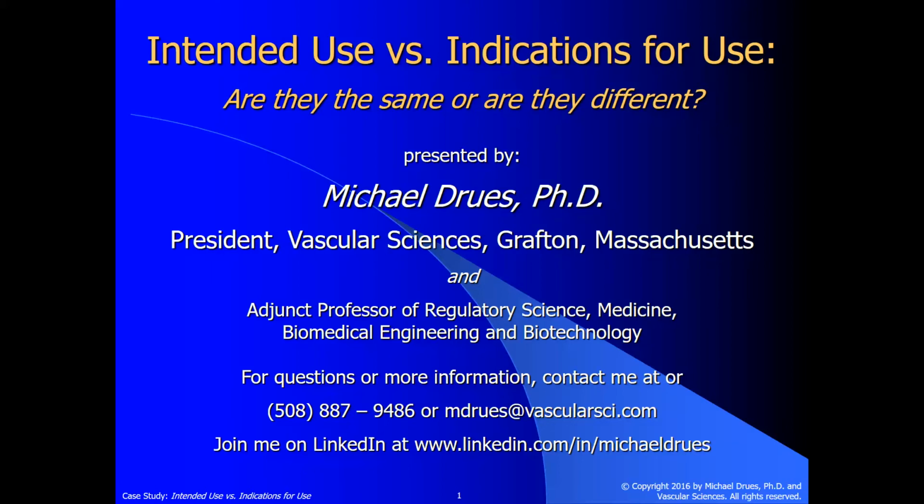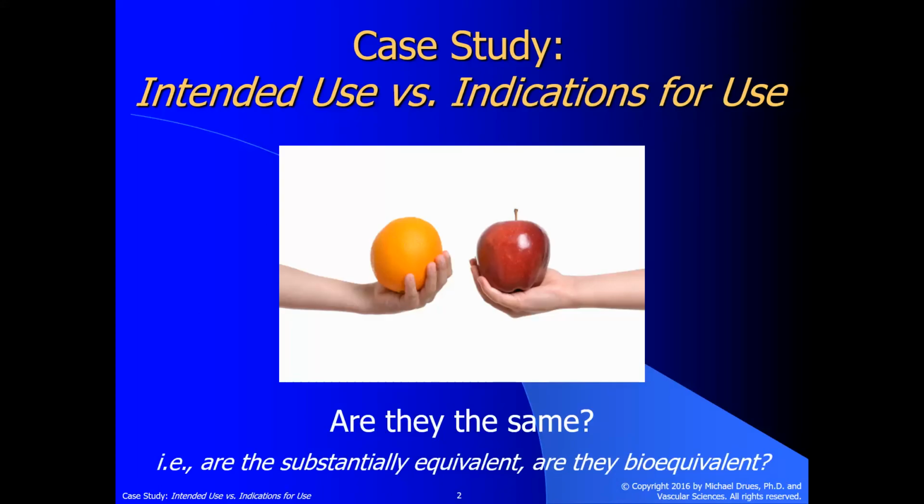So the purpose of this podcast is to try to simplify as much as I can what these terms are and why the difference is important. So intended use versus indications for use. Are they the same? Are they different? Are they substantially equivalent? Are they bioequivalent? I suppose you have to be sort of a regulatory geek to appreciate my not so subtle use of humor.